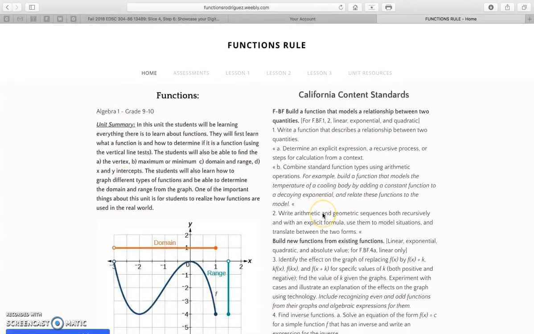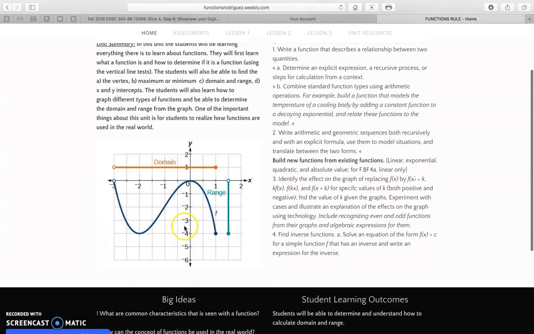In this unit, just to give you a brief summary, what I want the students to know is how to determine if it is a function or not using the vertical or horizontal line test. Be able to identify the vertex, the max and min, the x and y intercept, and so on and so forth. And then also determine the domain and range. Here's a little example of a domain and range function that we could use.